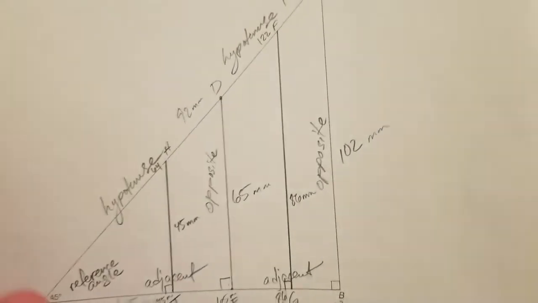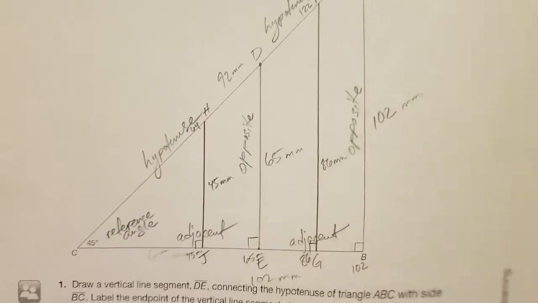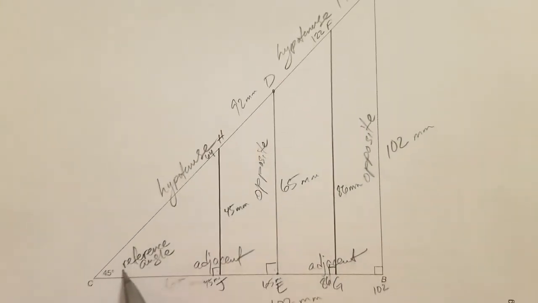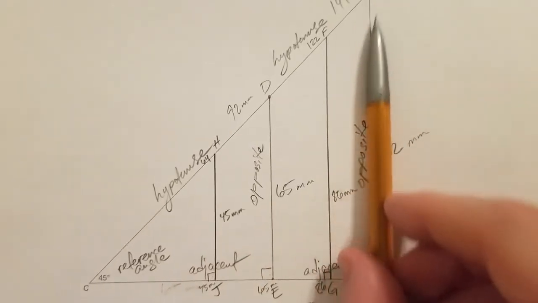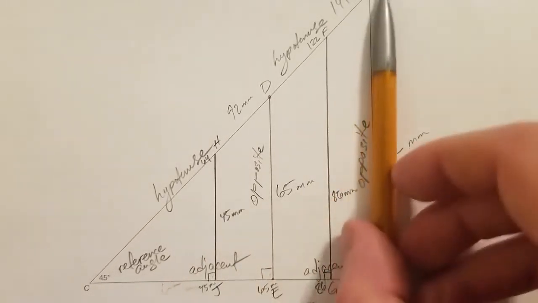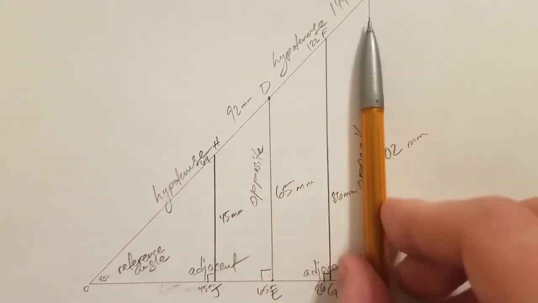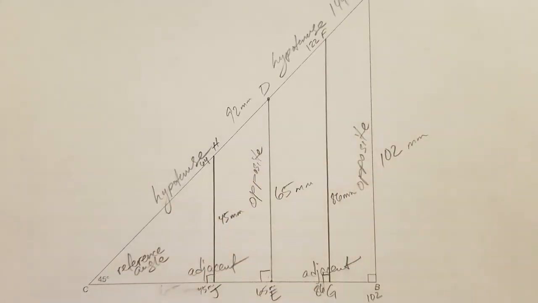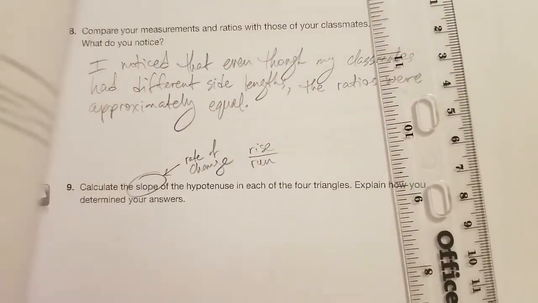Okay, so here is our triangle. So if this is my reference angle down here, then my rise is going to be the up and down part. And then my run is going to be here, right? So it's going to be basically opposite over adjacent. Okay? So let's calculate what those were for each of those triangles.